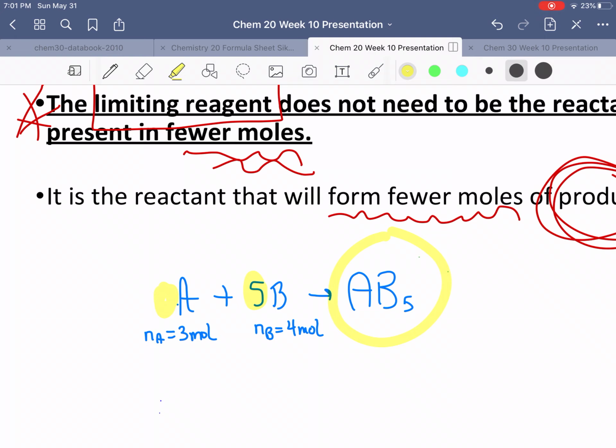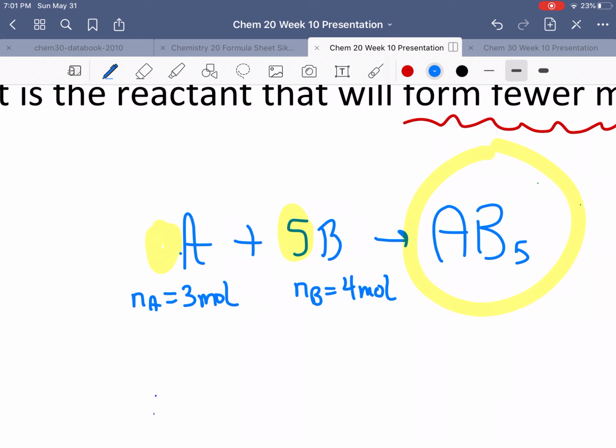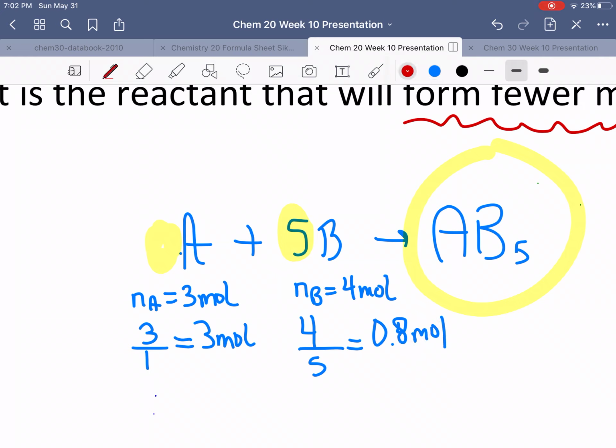You get the idea. Ultimately, the method used to figure this out is we take the number of moles and divide by the coefficient and see what I end up with. So 3 divided by the coefficient of 1 is indeed 3 moles. Now over here, 4 divided by the coefficient 5 is 0.8 moles. This one is actually, from a ratio perspective, going to be less. So that's my limiting reagent.